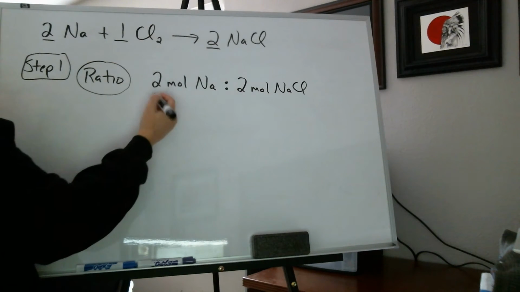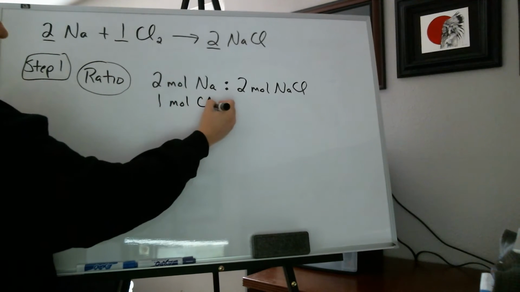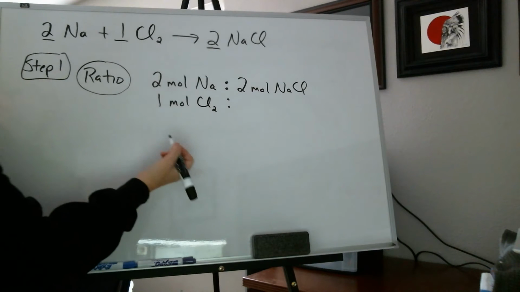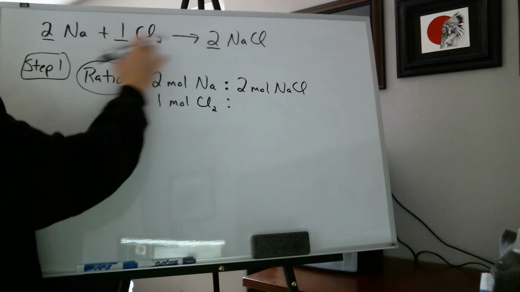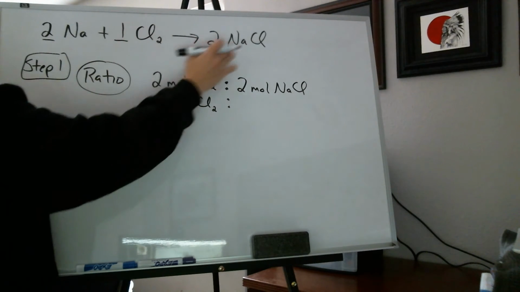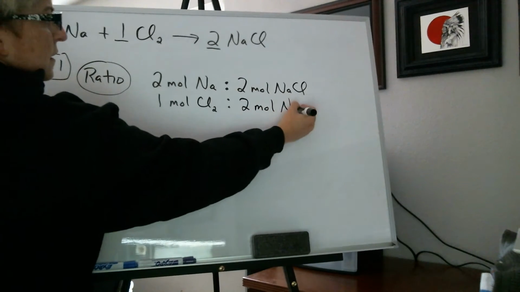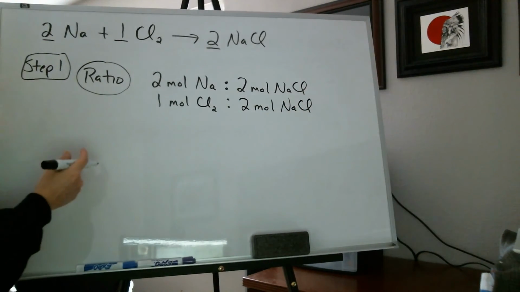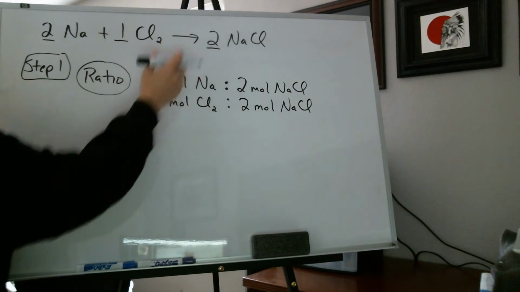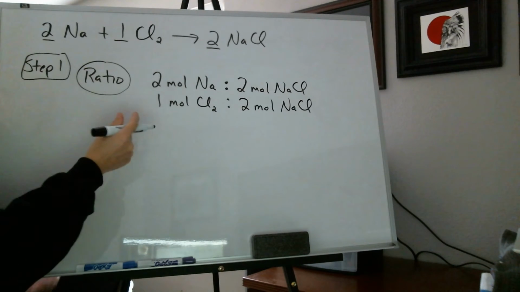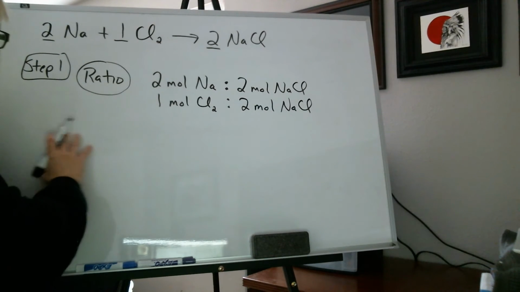We'll do the same now for chlorine. I have 1 mole of chlorine. And the ratio from here to here is a 1 to 2 ratio: 1 for chlorine and 2 for sodium chloride. Okay, you can get this ratio just by looking at this, but when I'm teaching this to my students for the first time, I like to just separate this because it will help in just a minute when we do our whole equation.